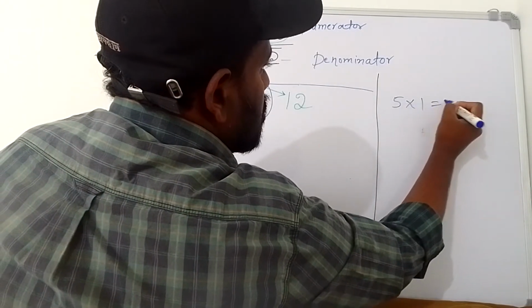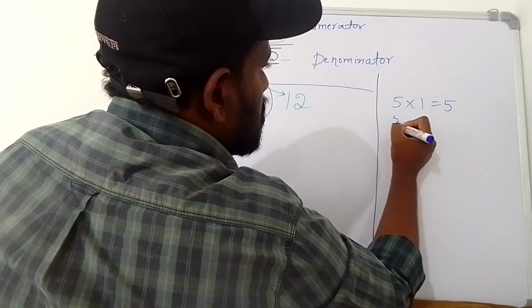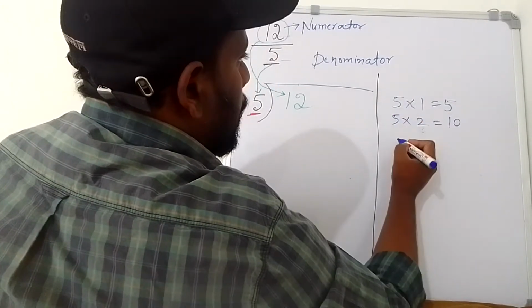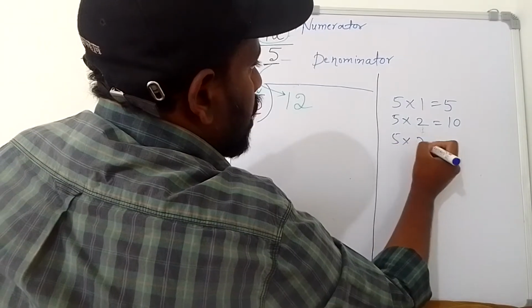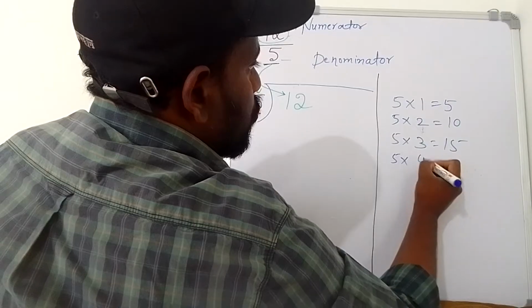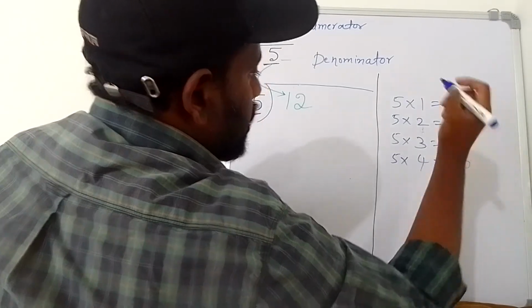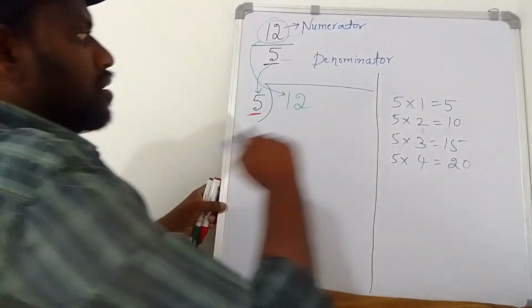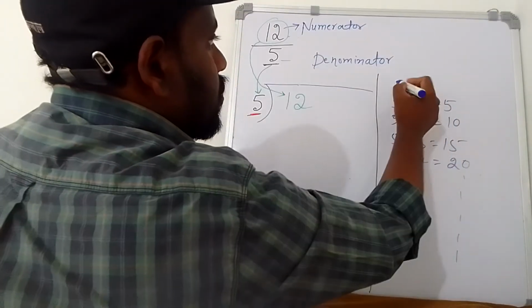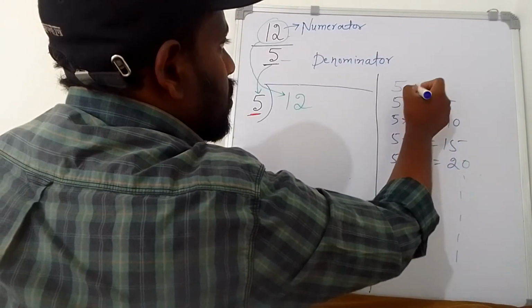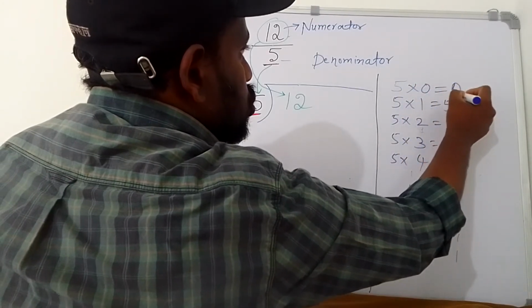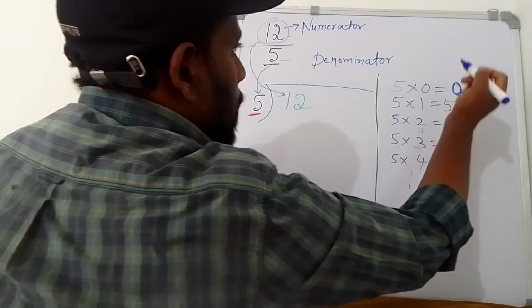5 ones are 5, 5 twos are 10, 5 threes are 15, 5 fours are 20, and so on. You can write 5 zeros are 0.